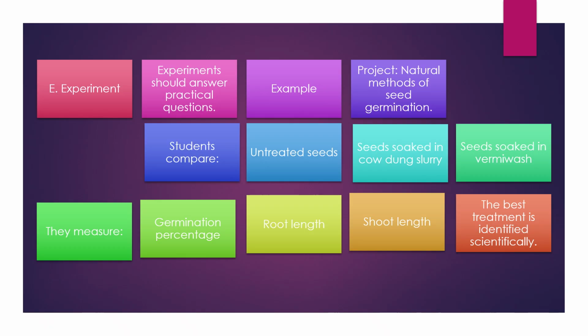Experiment. Experiment should answer practical questions. For example, if the project is about natural methods of seed germination, students should compare the untreated seeds, the seeds soaked in cow dung slurry, seeds soaked in vermi wash, and they can measure germination percentage, root length, shoot length, and the best treatment is identified scientifically.